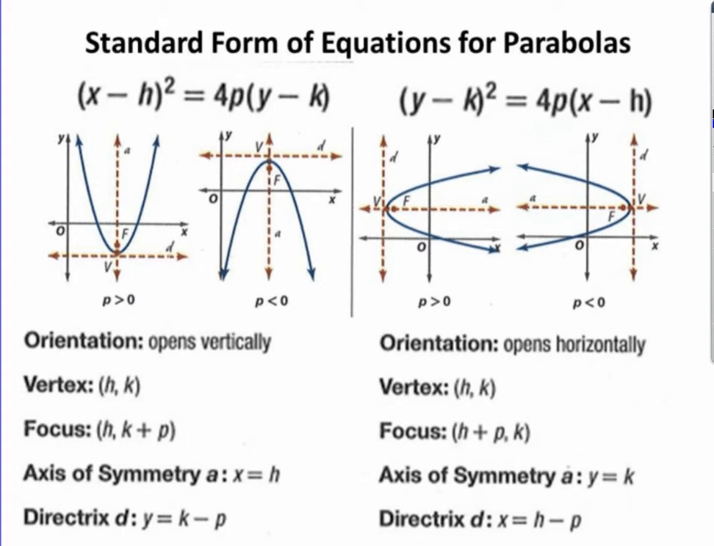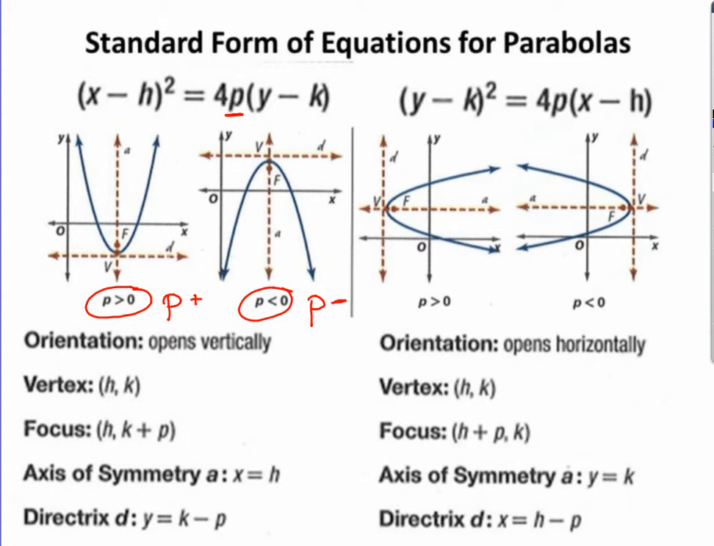So when we're dealing with parabolas, there are two standard forms. There's the parabola that opens vertically and the parabola that opens horizontally. Now deciding which way it opens will help us determine which equation it is. If it's opening vertically, our standard form of the equation is x minus h squared is equal to 4p times y minus k. Now when it opens vertically, it can either open up or it can open down. If this p value is greater than 0, which means it's positive, it's going to open up. If our p value is less than 0, if our p value is negative, it's going to open down.